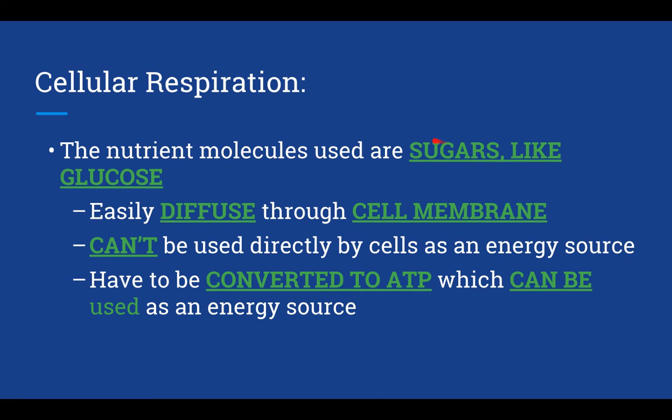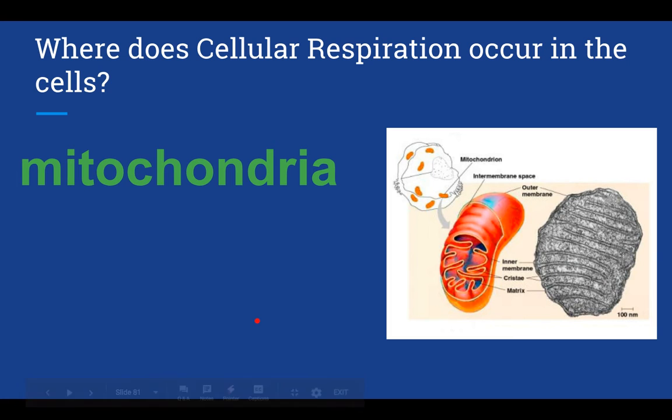Nutrient molecules like sugars have diffused through the cell membrane, but they can't be used directly by the cells as glucose. So they have to be converted to ATP, which can be used as an energy source. ATP stands for adenosine triphosphate. It is used in every single process in your cell. Everything that requires energy is going to use ATP.